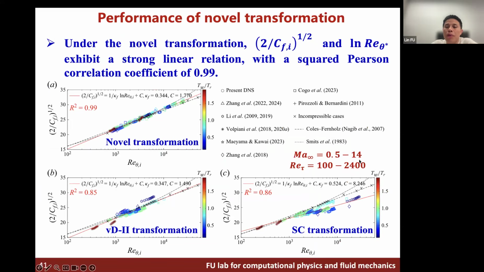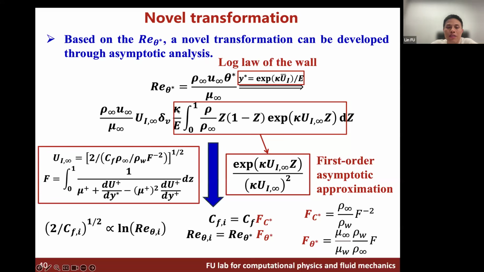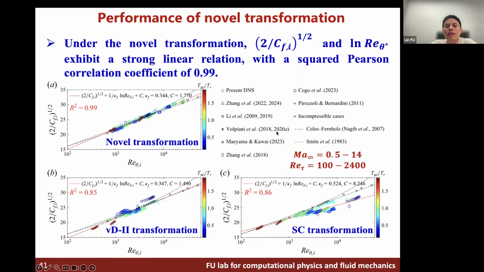Then we check a broad database from Mach number 0.5 to 14, Re_tau from 100 to 2,400. Our new transformation indicates that the data correlation is 0.99. By the way, this is not a fitting. This relationship is purely derived by asymptotics. This formulation is theoretically derived, only neglecting higher order terms. And if you check the van Driest and Spalding-Chi, the data correlation is 0.85 and 0.86.